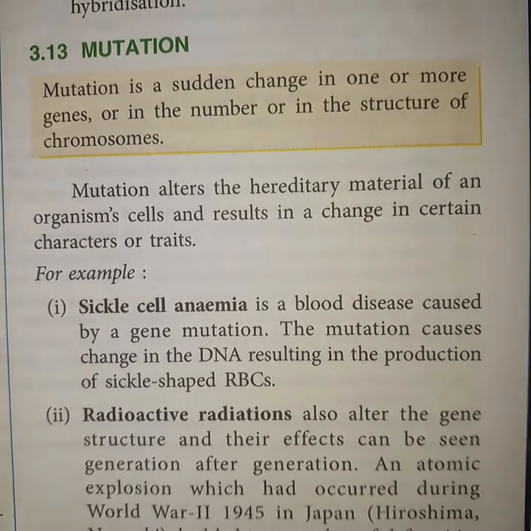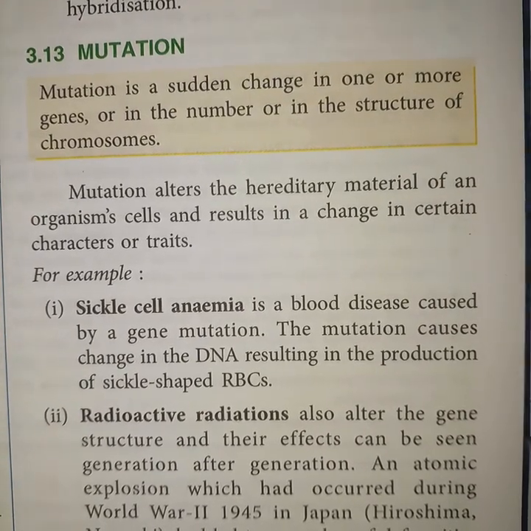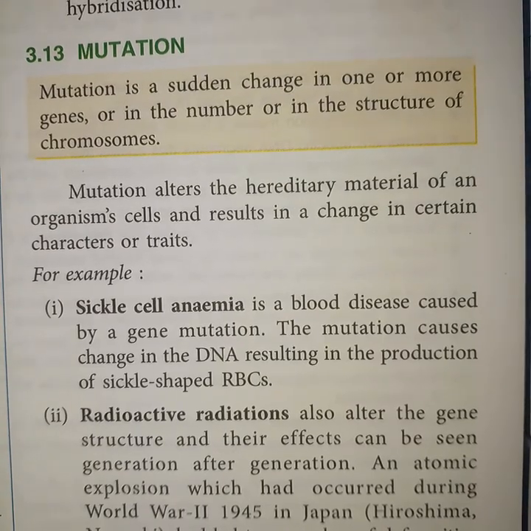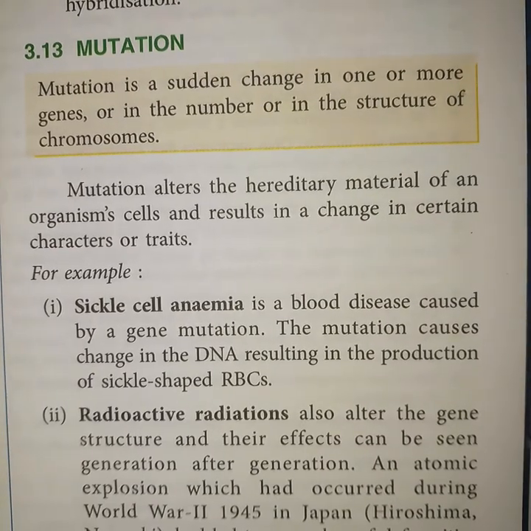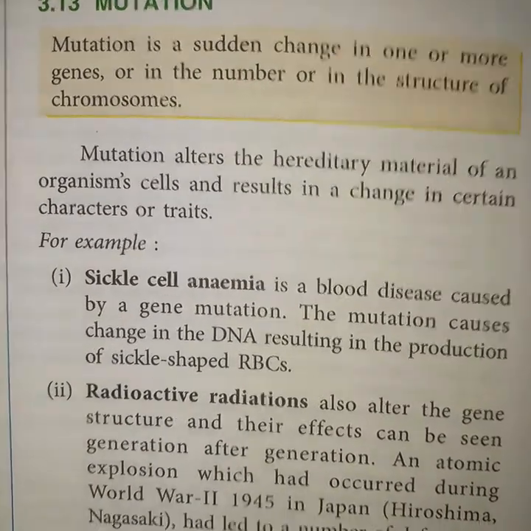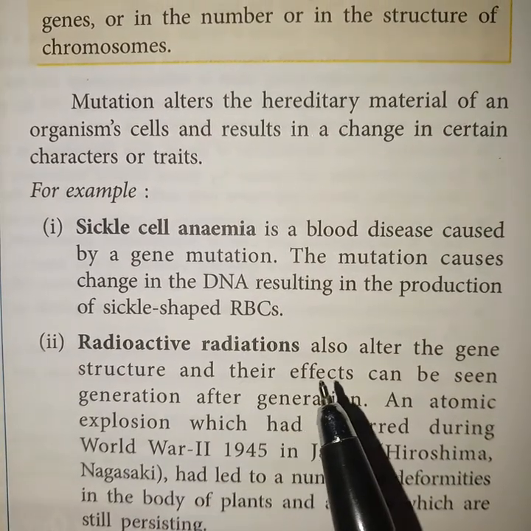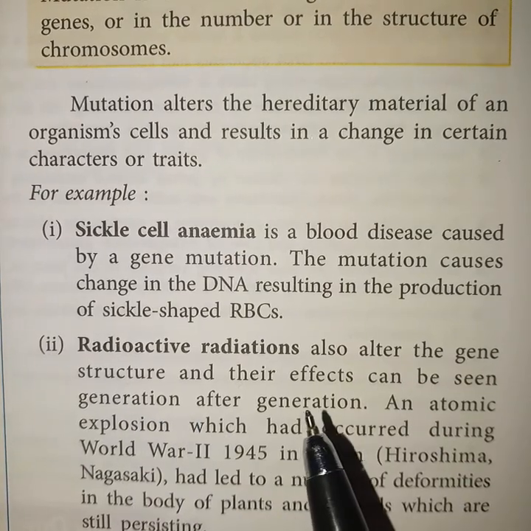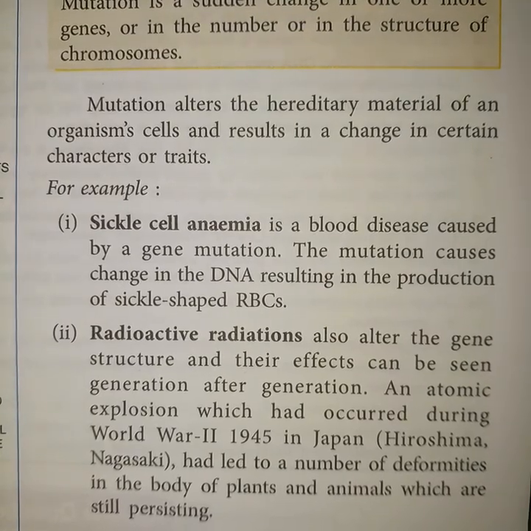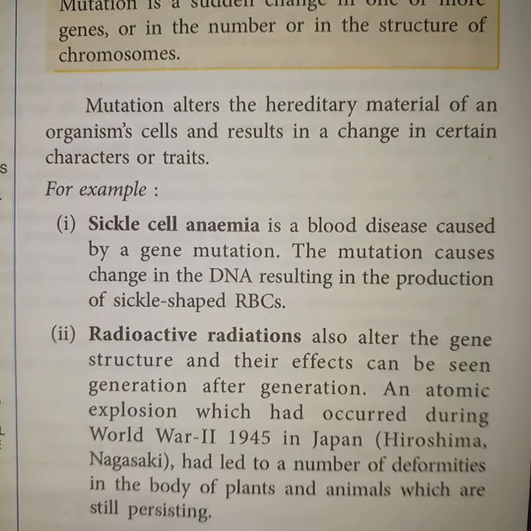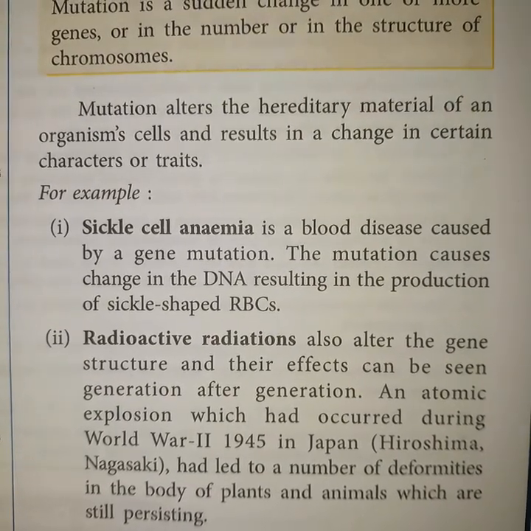This is one of the genetic diseases that is carried from parents to offspring. It means once a mutation occurs in the gene of the blood, it results in a change in the shape of the RBC, and this change will be inherited by the next generation. Second, radioactive radiations also alter the gene structure and their effects can be seen generation after generation. That's why the person who handles an X-ray machine always wears protective clothes to protect themselves from the radiations.